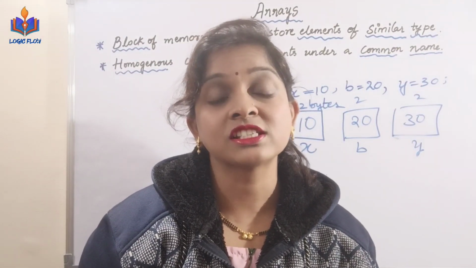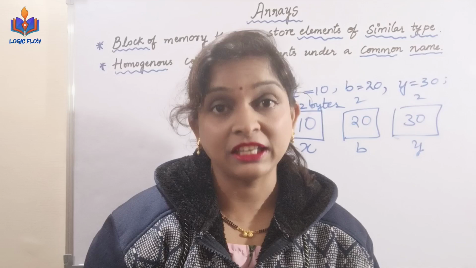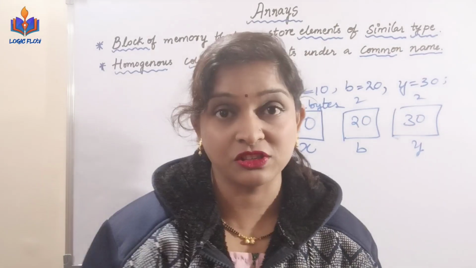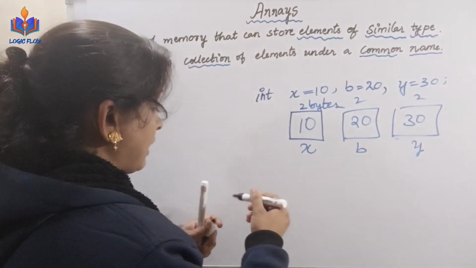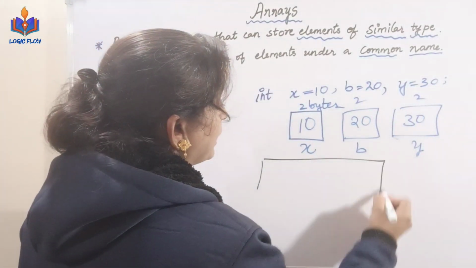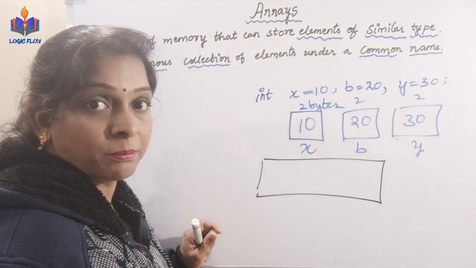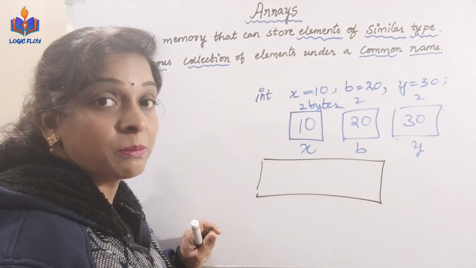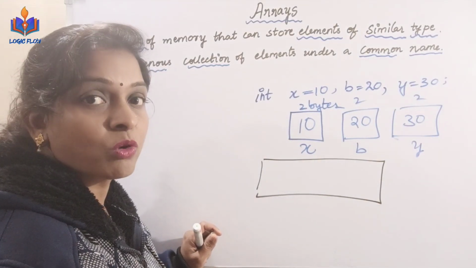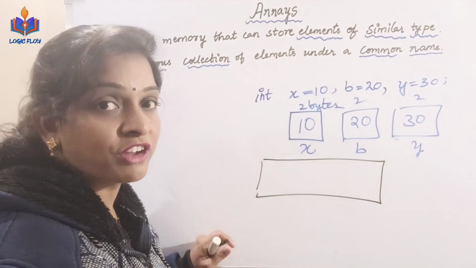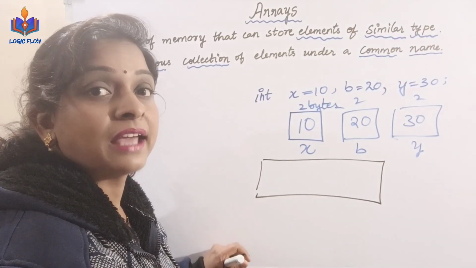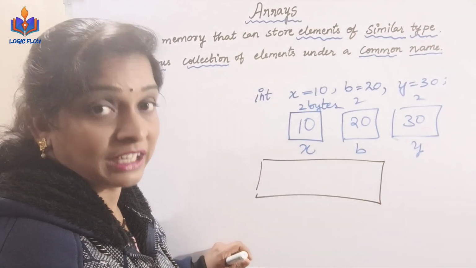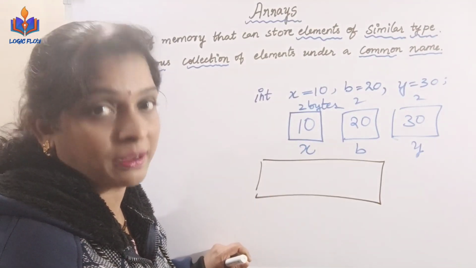So how will this memory be created? It will be a continuous, consecutive memory location. I will have a block of memory allocated to store multiple values, but it should be of similar type. It means if I want to store integer values, it should be only of integer type. Float, only float. Double, only double. Character means only character values. That is what homogeneous, similar type means.